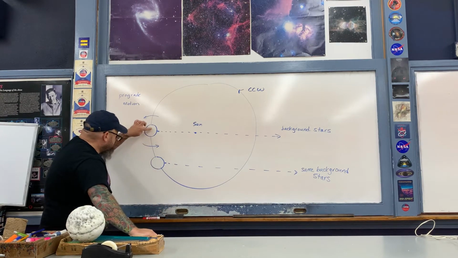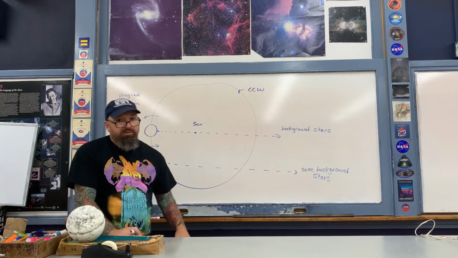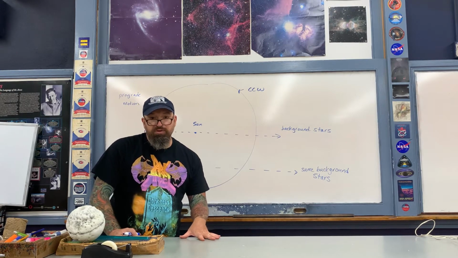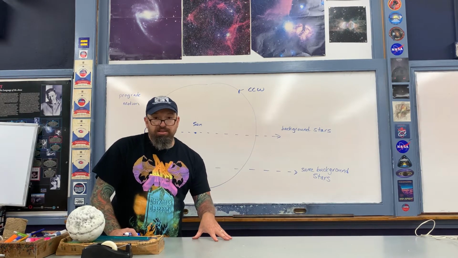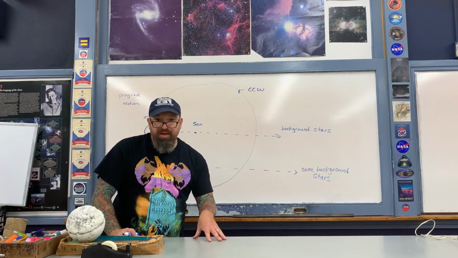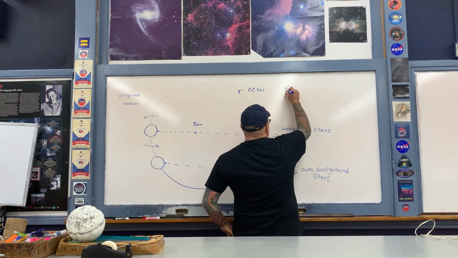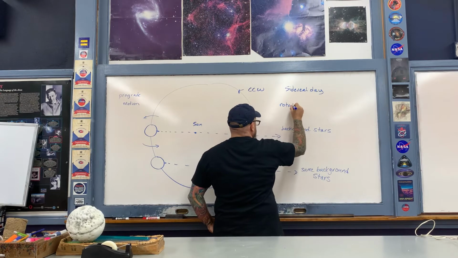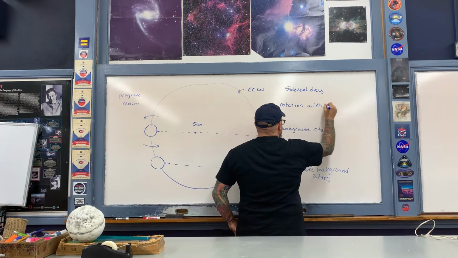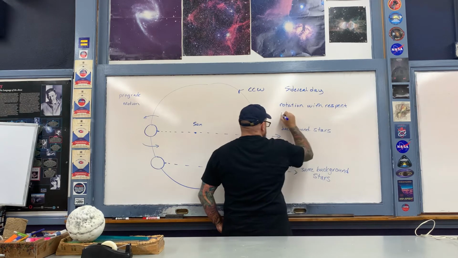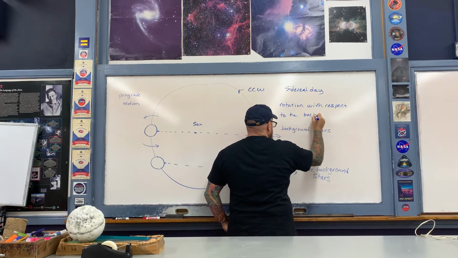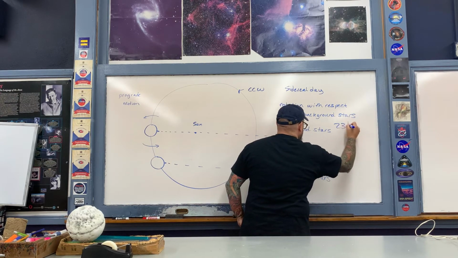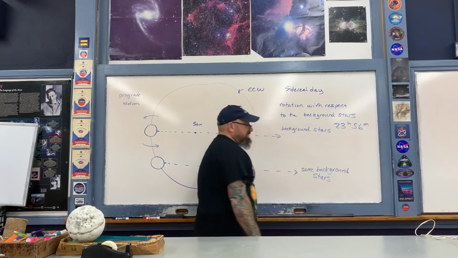It takes the Earth, when it goes from here to here, 23 hours and 56 minutes to rotate in this manner. This type of a rotation is referred to as a sidereal day, and a sidereal day is a rotation with respect to the background stars. Sidereal day is a rotation with respect to the background stars, 23 hours and 56 minutes long.